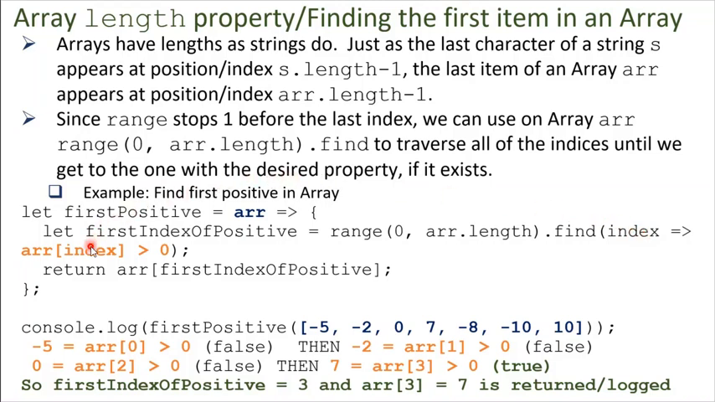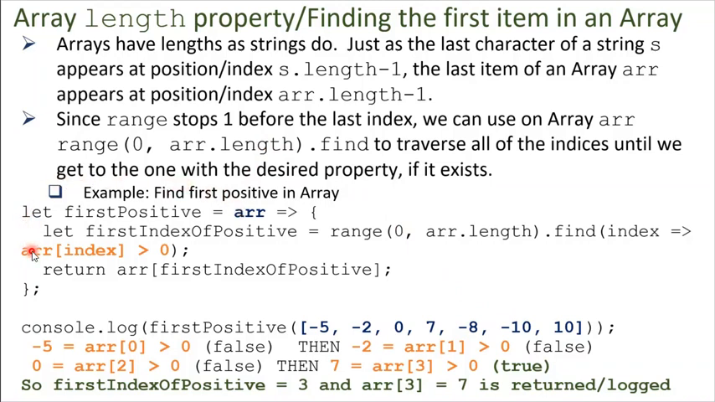Now when I'm actually checking what's greater than 0, I don't want to check the indices themselves, right? Because then right away I know, well, 0 won't be greater than 0, but 1 will be greater than 0. And so regardless of what array I use, this is always going to give me back 1, which will be stored in first index of positive. So I don't want to actually check the index itself. Instead, I want to check the item that's at that index, right? So ARR is representing my array. That's going to be -5, -2, 0, 7, -8, -10, 10 substituted for that.